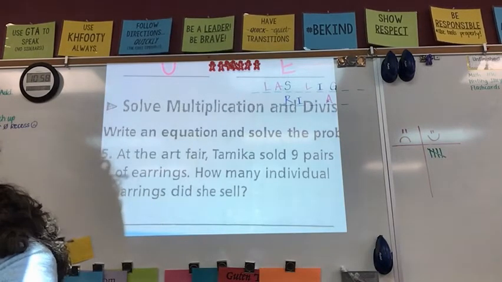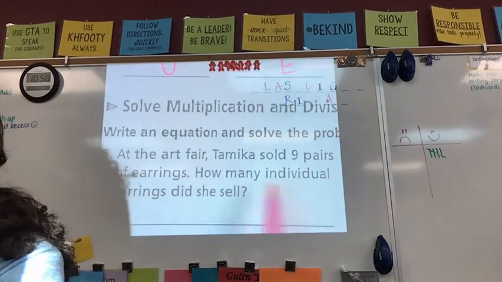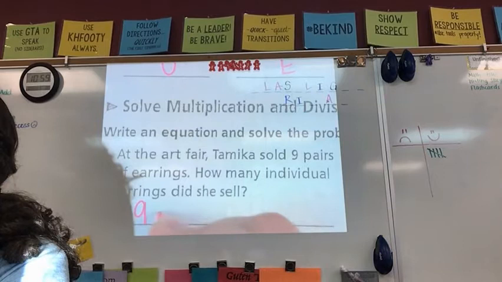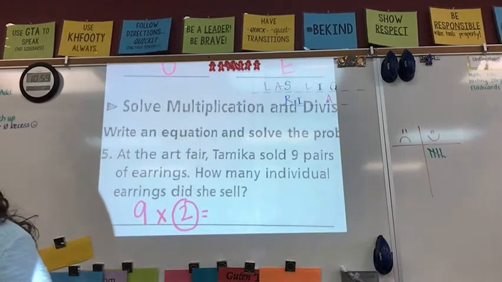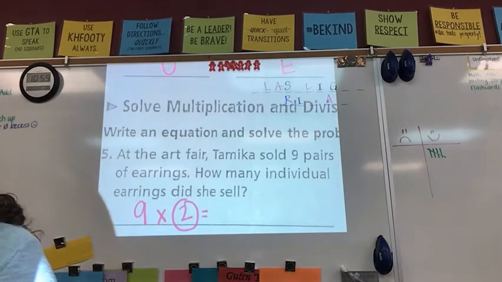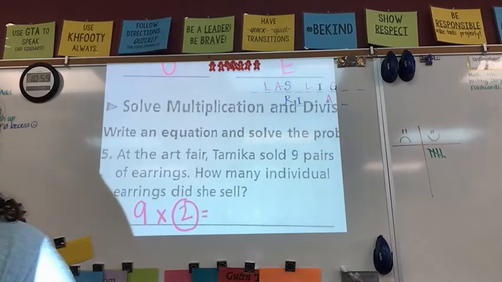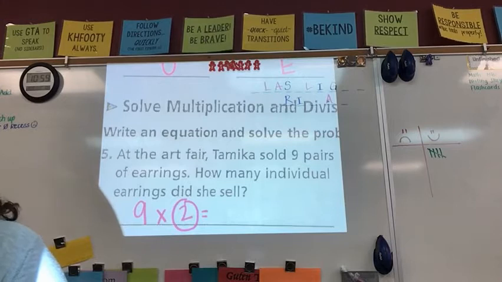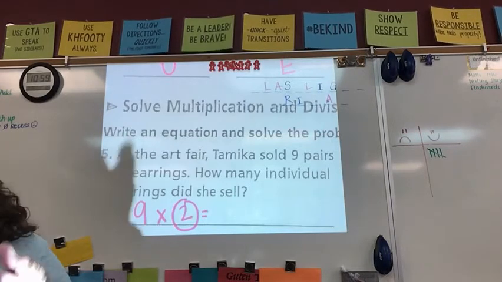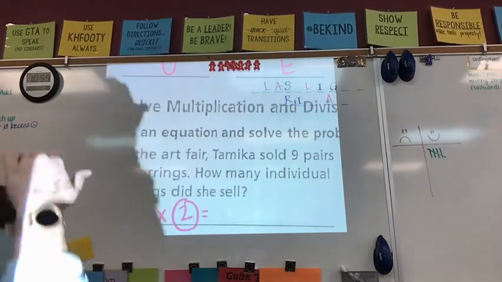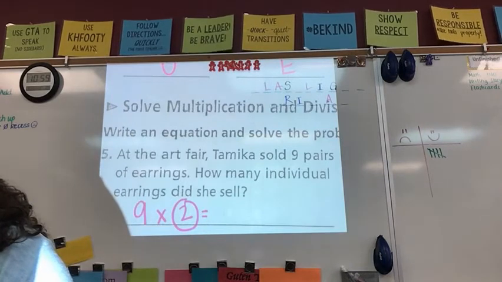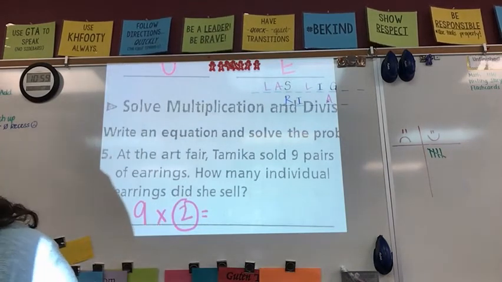Let me show you this one, and then you'll do the next ones. If she has 9 pairs, I have 9 groups of 2. How can I solve 9 groups of 2? Don't tell me an answer. I want to know how I can solve that. Keegan. So you add 2 plus 2 9 times. You could add 2 plus 2 plus 2 plus 2 plus 2 plus 2 plus 2 plus 2 plus 2. Or because we know our 2s so well, do we have to add them? What else can we do, Emerson?